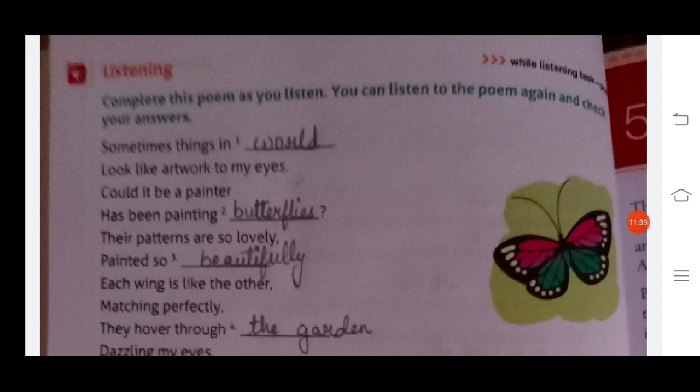Now we come to the listening part. Complete this poem as you listen. You can listen to the poem again and check your answers.